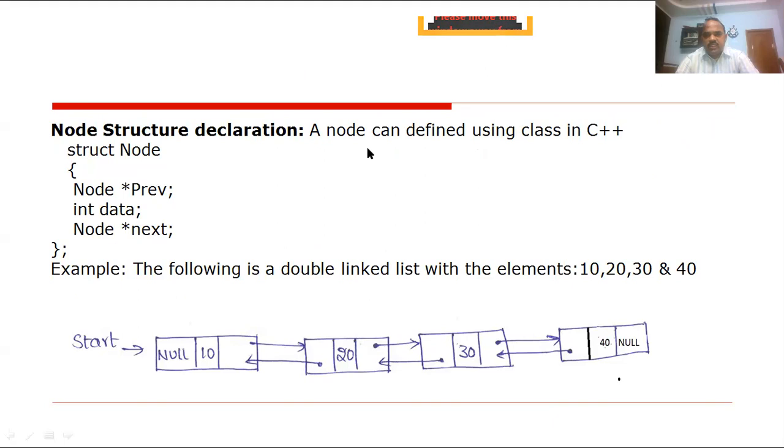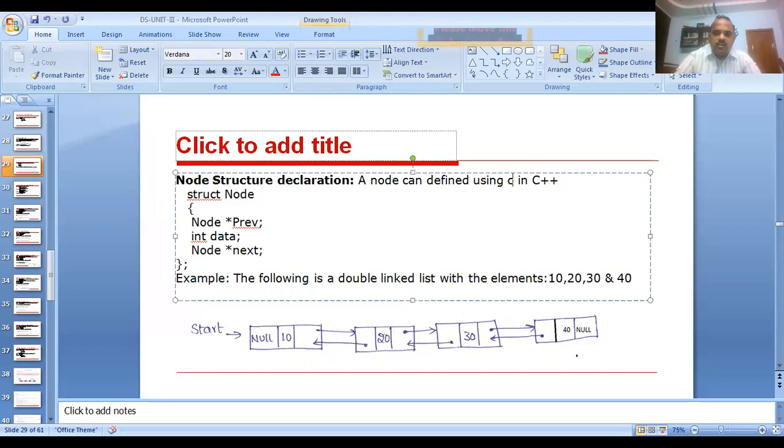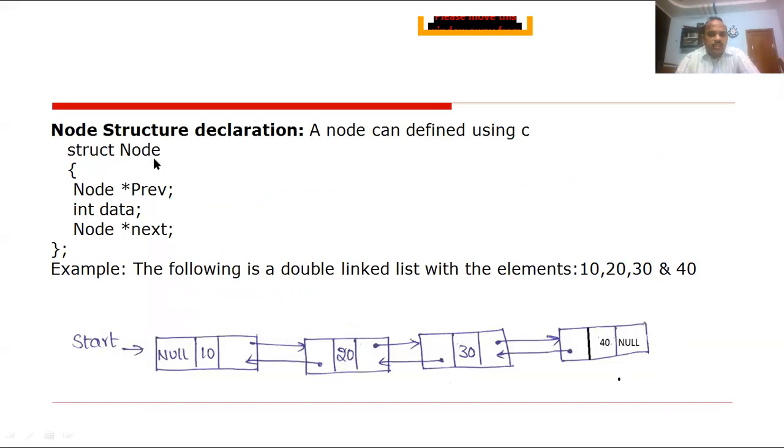Here is the node structure declaration. In the double linked list, a node can be defined using a class or using a structure, using C. So using C, here is the node. This is struct node, then node asterisk previous. This is a pointer variable, integer data, and node asterisk next. Here, what is node? This is the same as the class or structure name.